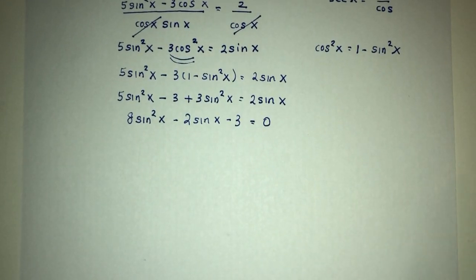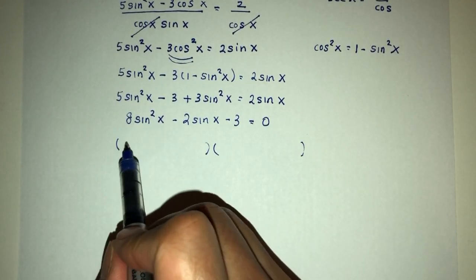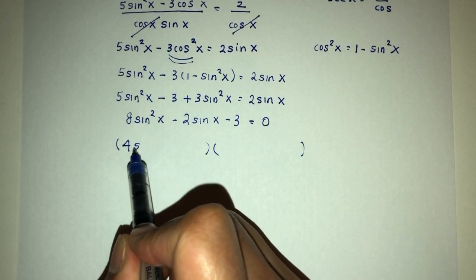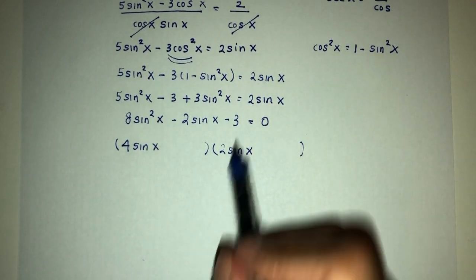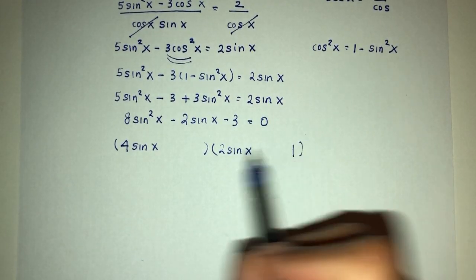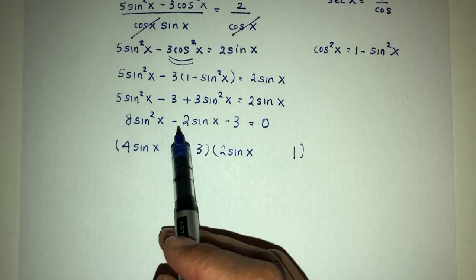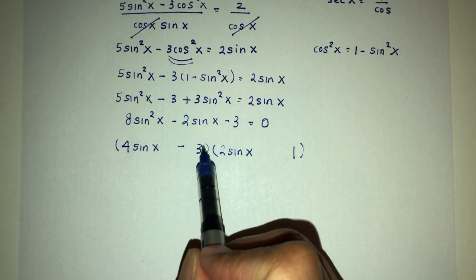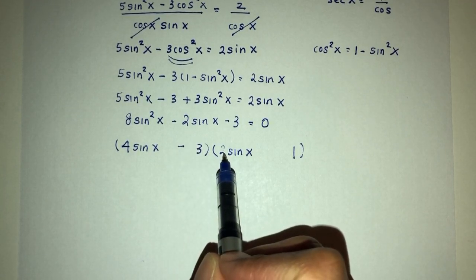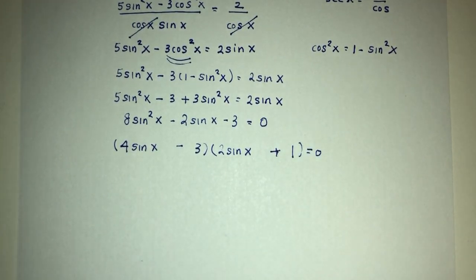So now we can factorize and see what we can do. 8 can be written as 4 sin x and 2 sin x. 3 is 3 times 1, so I can have 1 here and 3 here. So I have to have minus 2. The way to get minus 2 is to have minus 6. Why? Because 3 times minus 2 is minus 6, and here we have plus 4 to get minus 2. So this is the factorization of this equation.